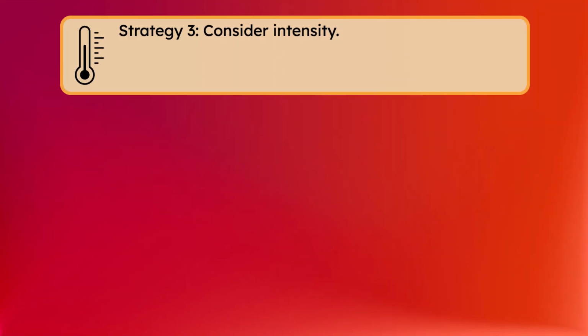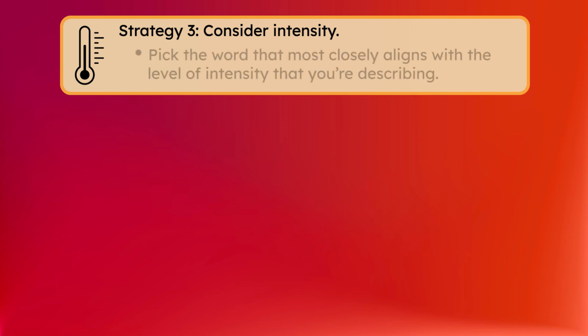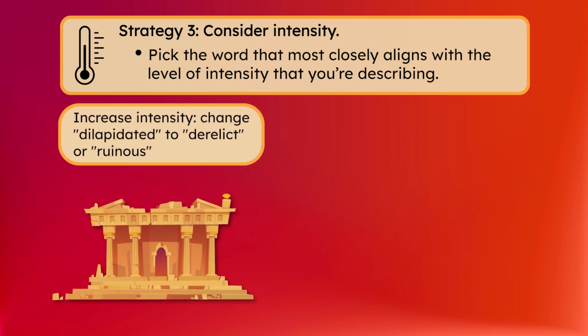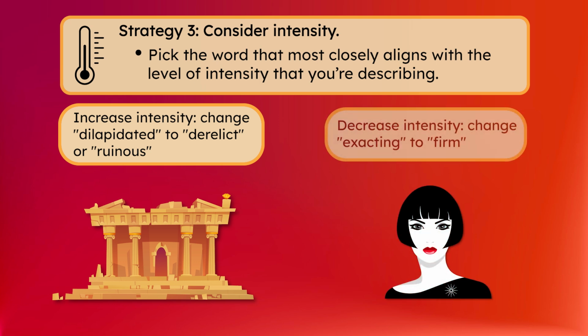Our final strategy is to consider intensity. When considering possible words, try to pick the one that most closely aligns with the level of intensity that you're describing. For instance, going back to our ruin setting, if you want to convey that the setting is in even worse shape than dilapidated communicates, you could choose a word with greater intensity, like derelict or ruinous. And for our severe character, if we want to decrease the intensity of our word choice to imply that they're strict but not quite as harsh as severe suggests, we might use a word like firm instead of exacting.